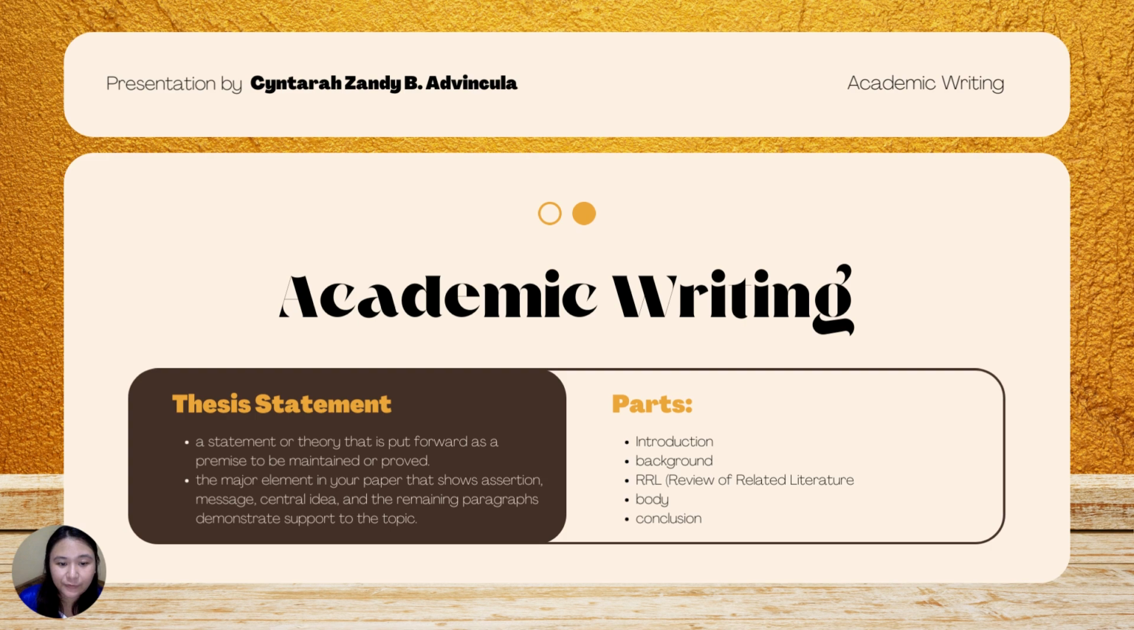It's the major element in your paper that shows assertion, message, central idea, and the remaining paragraph demonstrates support to that topic. So it will help if you create an outline so that you can organize your ideas logically and sequentially. So what are the main parts of this writing? We have the introduction, we have the background. Commonly, we include your review of related literature, the body, and then the conclusion.